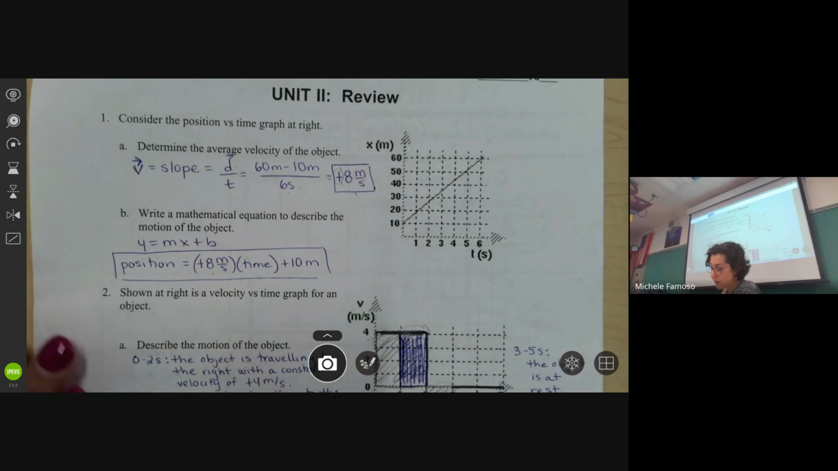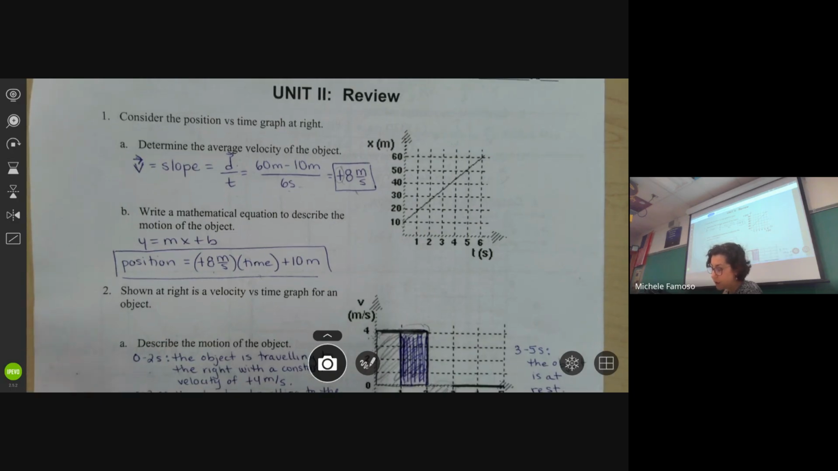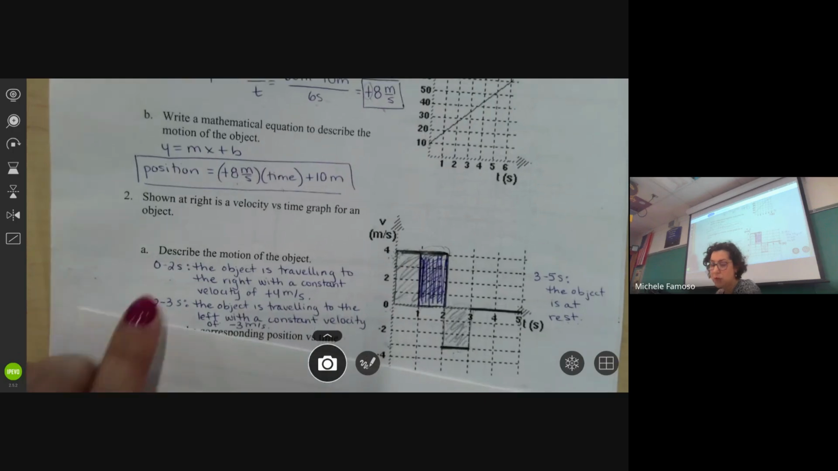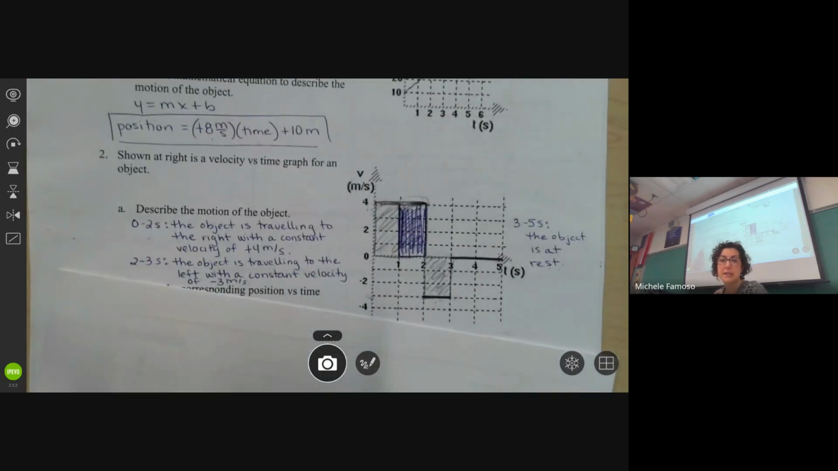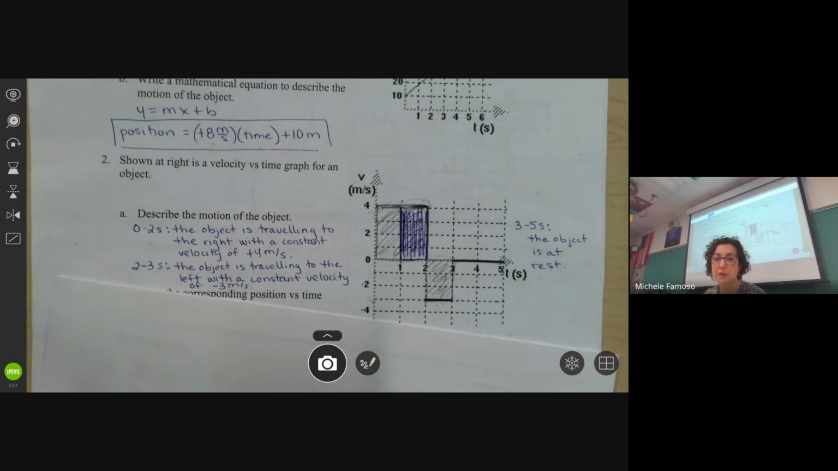Now we're showing you this velocity time graph. I want you to first start by describing the motion. From 0 to 2 seconds, the object is traveling to the right with a constant velocity of positive 4 meters per second. From 2 to 3 seconds, the object is traveling to the left with a constant velocity of negative 3 meters per second. And then from 3 to 5 seconds, the object's at rest, or it's not moving.